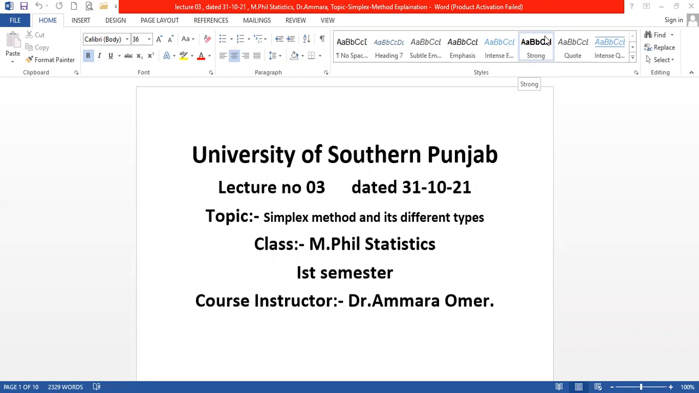Topic will be simplex method and its different types. Different types means different methods for finding the optimal solution.